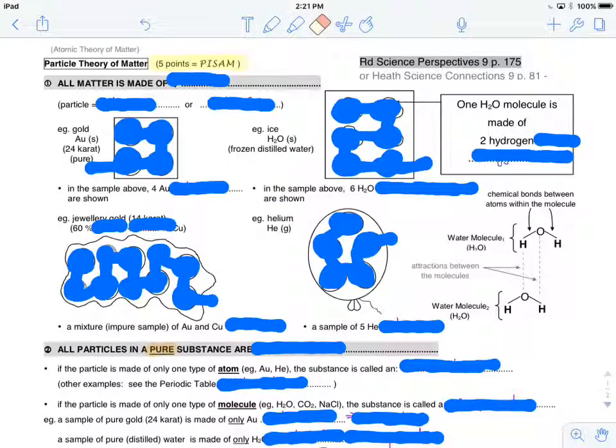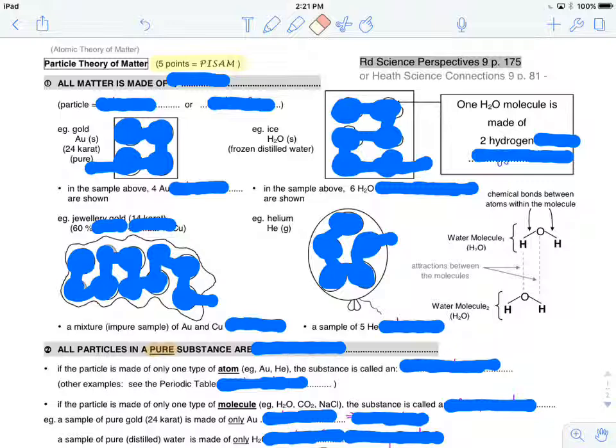Okay, so here we are with a quick lesson about the particle theory of matter as it pertains to what we're going to see the rest of this unit, the rest of this chemistry unit. The particle theory of matter has 5 points, and we use an acronym, PISAM, to help us remember what the 5 points of the particle theory of matter are.